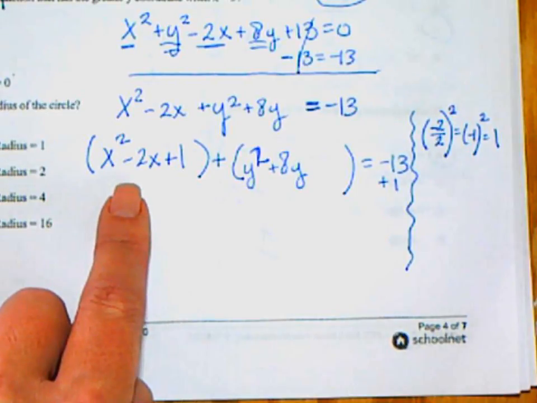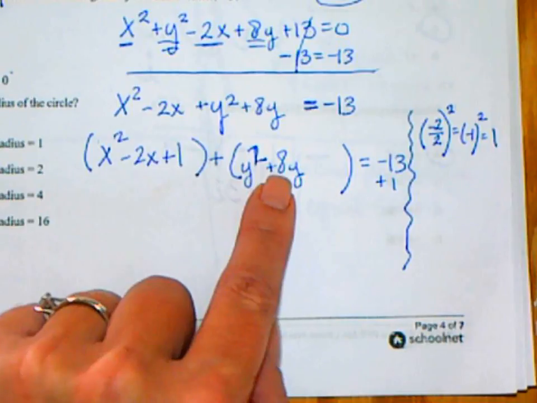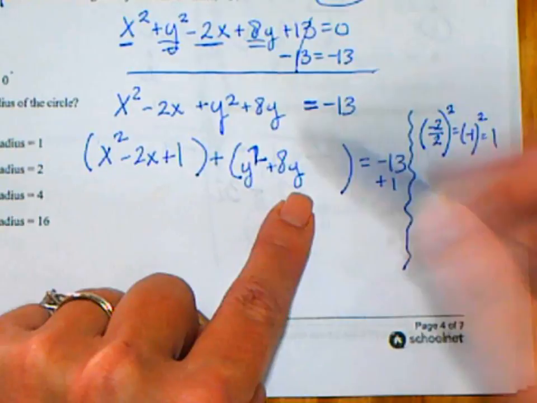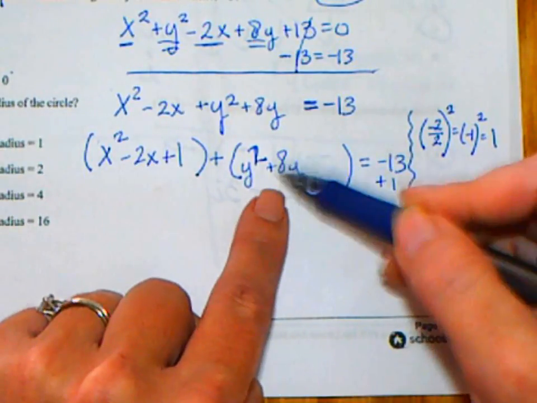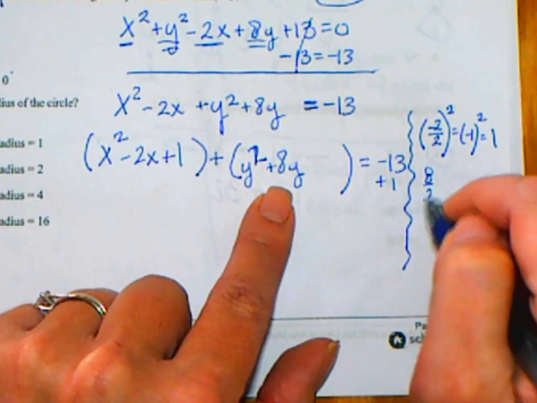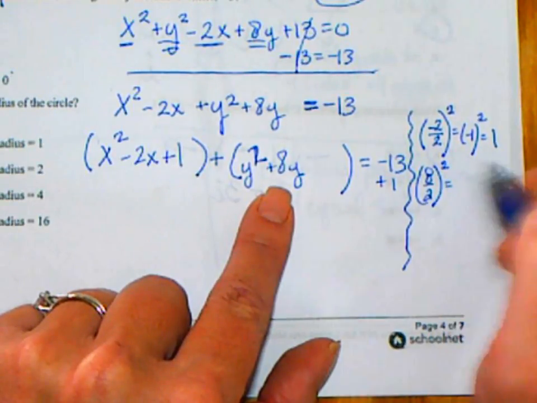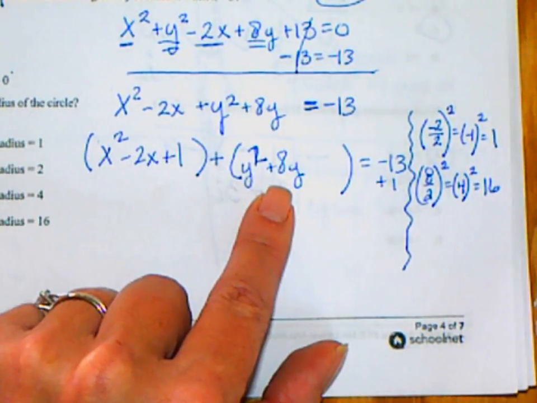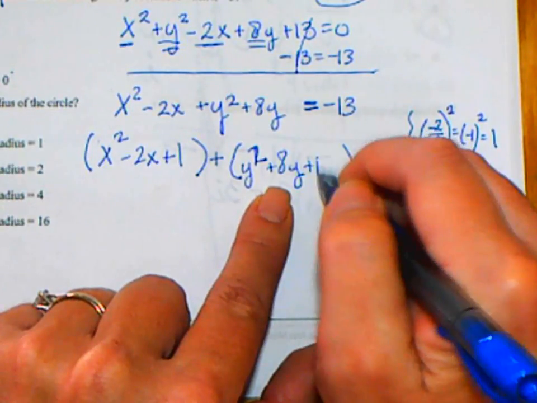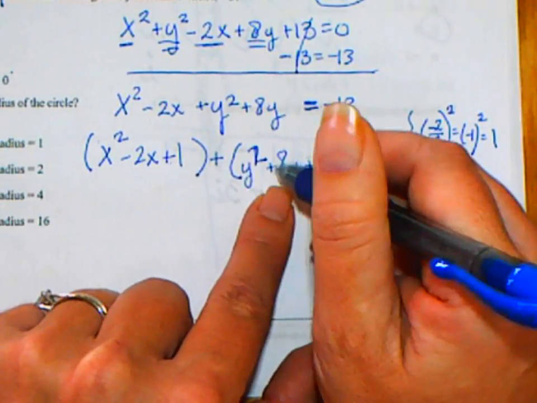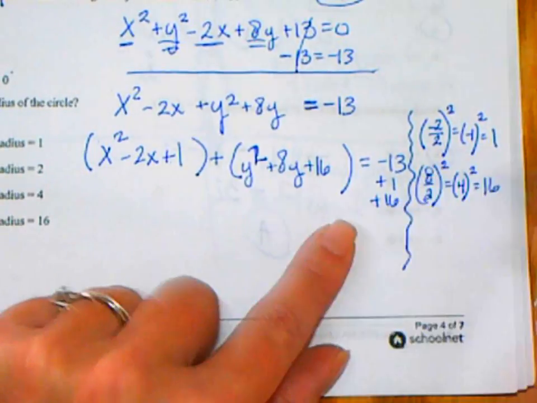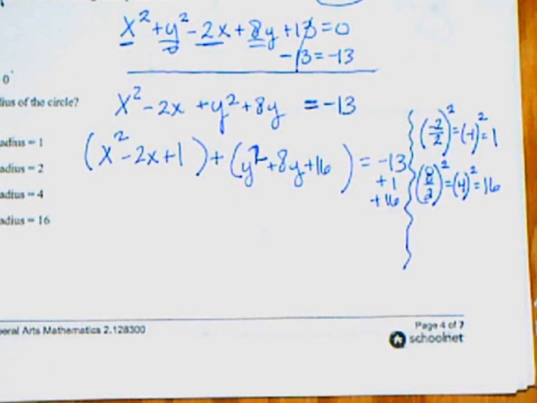And then you have to do the same for the y terms. I'm going to do the same thing to this parentheses to make it a perfect square trinomial, but I use the b of this parentheses. In this case, b is 8. So I do 8 divided by 2, quantity squared, which is 4 squared, which is 16. So I'll add 16 to the left side of the equation, but I want to put it with this parentheses because I'm making this parentheses a perfect square trinomial. And then I have to add it to the other side as well. So negative 13 plus 1 plus 16.